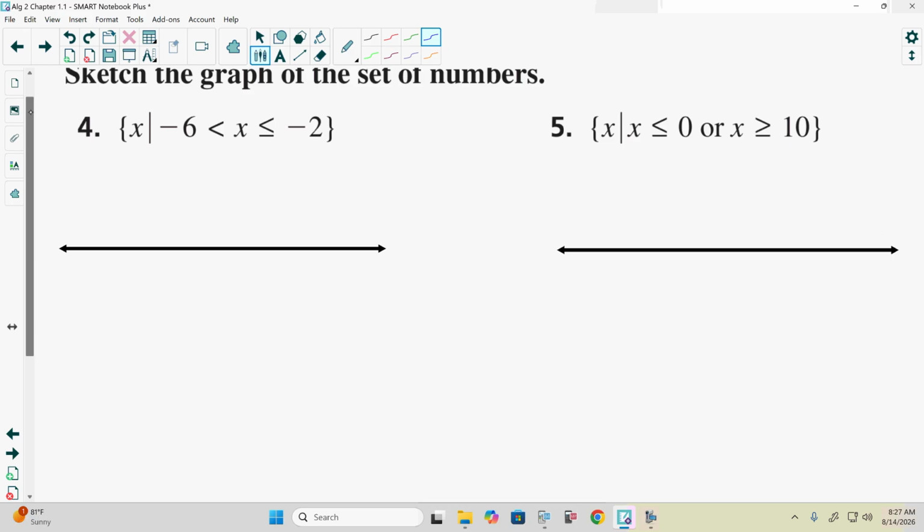How do we feel about graphing these? Do you want to see one more? Which one? Or both? Both.